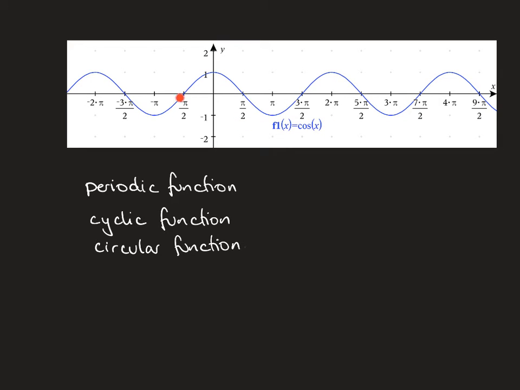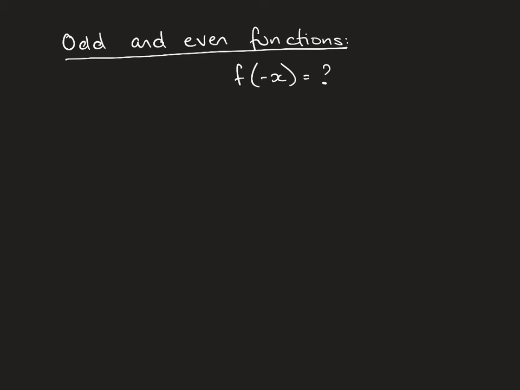Because the pattern repeats over and over and over, we call it a periodic function because it has a period that repeats over and over. It's called a cyclic function because it cycles between up and down and up and down. The other connotation of the word cycle means circular, to do with circles. And you can see that this particular graph, if you think about how we made it, is actually generated from a circle.